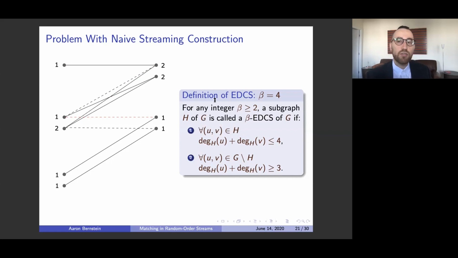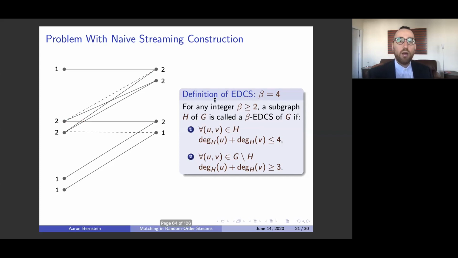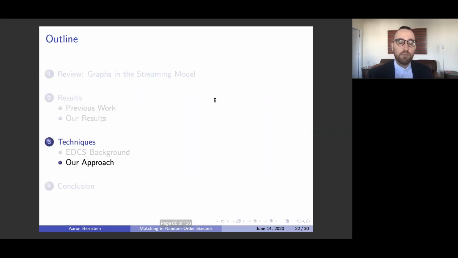So the issue with this naive construction is you can end up with a lot of violating edges that you have forgotten about, so you don't know they're violating, so you can't fix them. So you don't end up with an EDCS. All right, so let's talk about how to fix this.